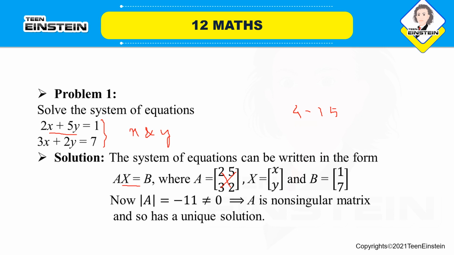Therefore, A is a non-singular matrix. A is a non-singular matrix means A inverse will exist, right? Non-singular matrix means what is your comment? It has a unique solution. So we are going to find the solution. We have to solve it for x. What is x? x is A inverse B. So first we calculate A inverse, verifying whether the inverse will exist or not, right?